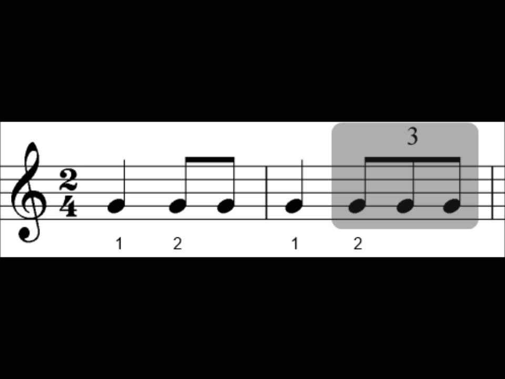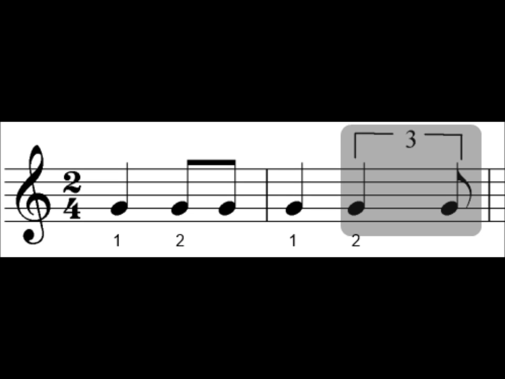To make a triplet, all you need to do is make it clear which notes are affected. You can do this by using the beam on quavers or by drawing a bracket over the notes, and then writing a small number 3. This is what a triplet with a bracket looks like. The crotchet and the quaver together make up one beat.